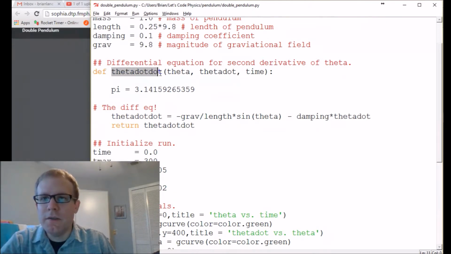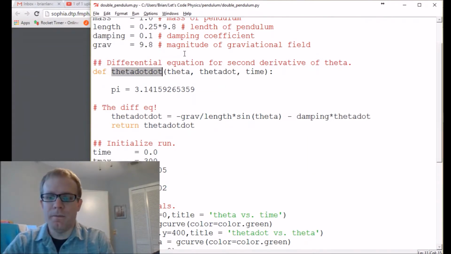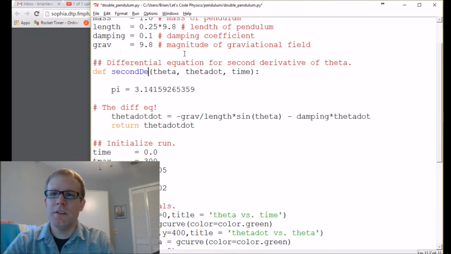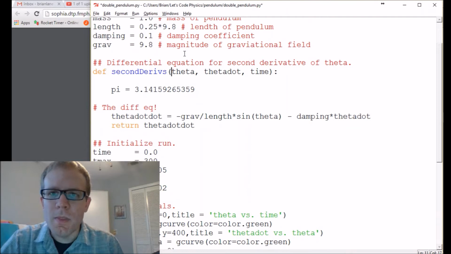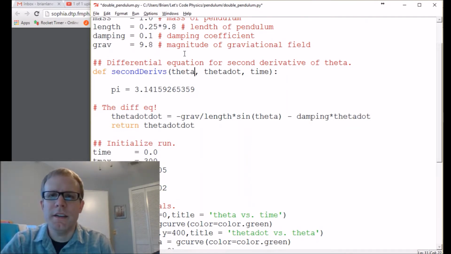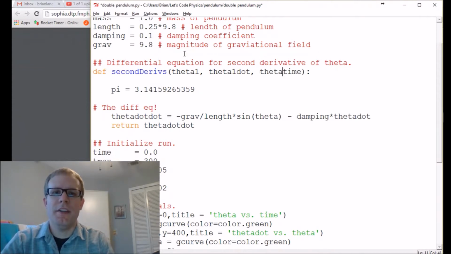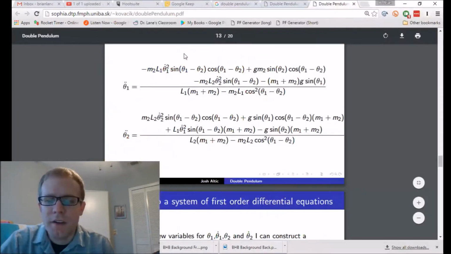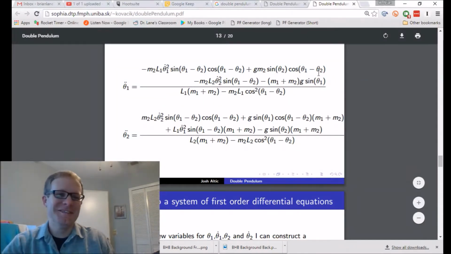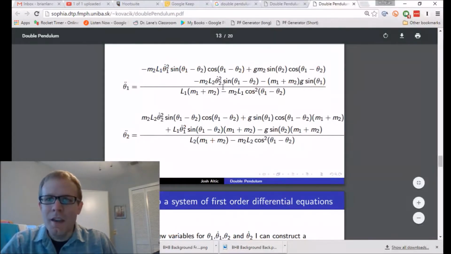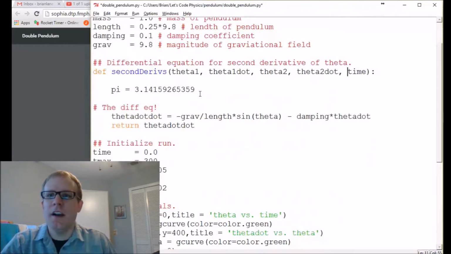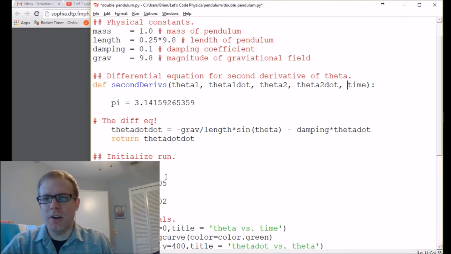So we're going to rename this now, second derivs. And we'll need to call it, let's see, theta 1 dot. We'll need to have a theta 2 dot. We'll need to have the time argument in there in case we decide to add a driving function. Won't it be fun to add a driving function to this? We'll also need the masses. I've already defined the mass up here, so I can call the mass in here when I need to.